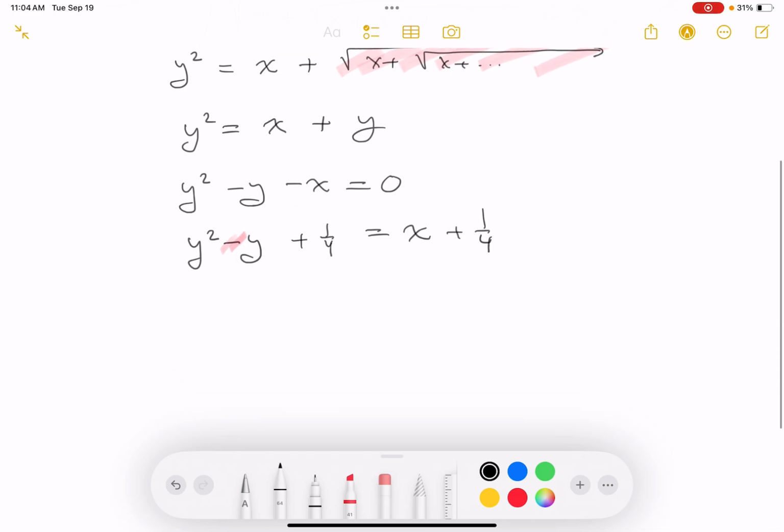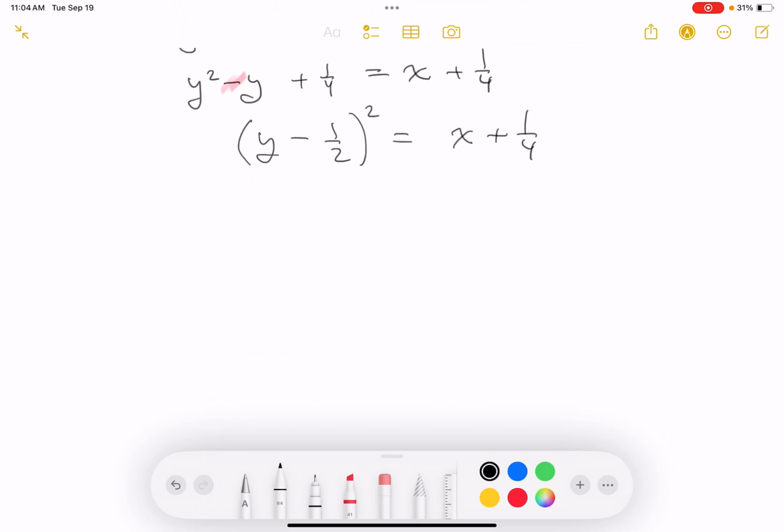And what do you get there? You get y minus 1/2 quantity squared, that's the perfect square, equals x plus 1/4. You could also use the quadratic formula, by the way, but completing the square is not a bad idea. So what do you get over here? y minus 1/2 equals plus or minus the square root of x plus 1/4.